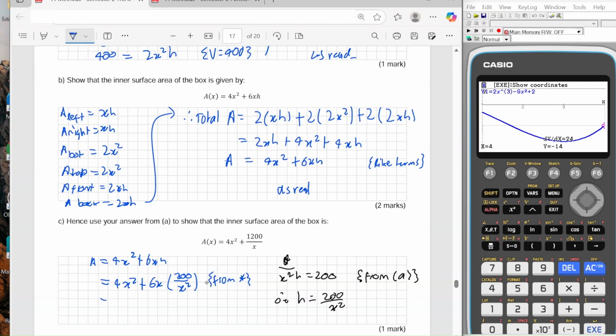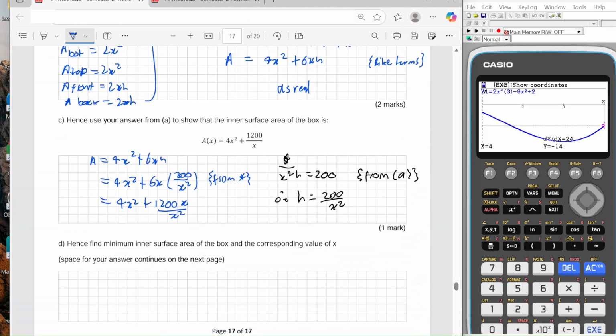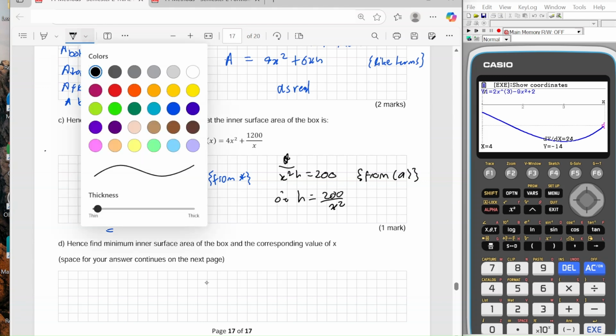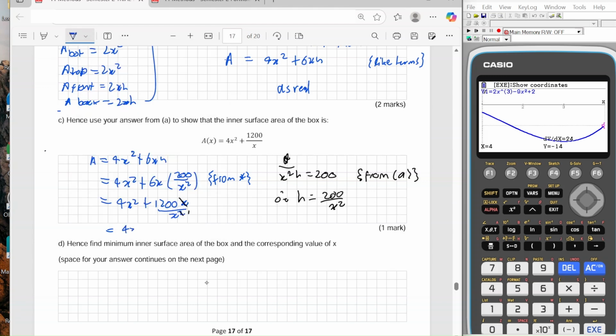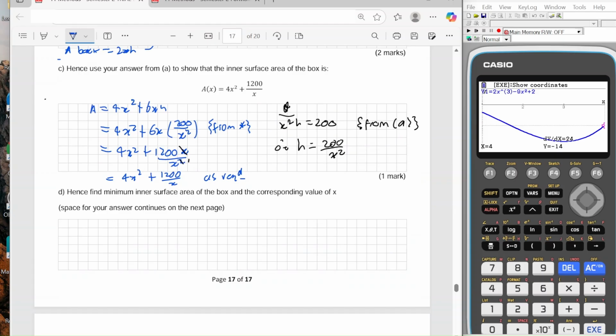Okay. So that's 4x squared. 6 times 200 is 1200. x over x squared. And then you basically just cancel off the top and the bottom. So if we just draw that in, cancel the x and cancel one of the x squareds. So that's 4x squared plus 1200 over x as required. Groovy.